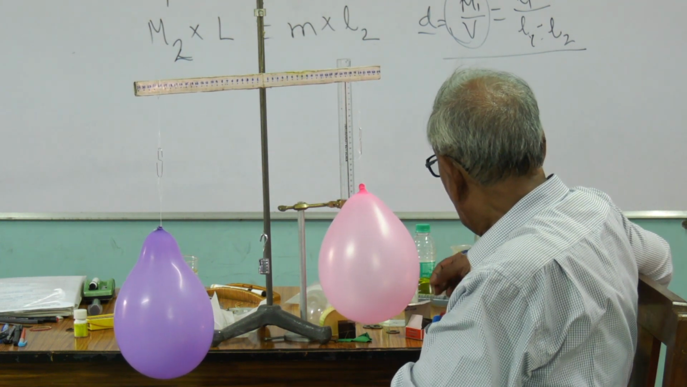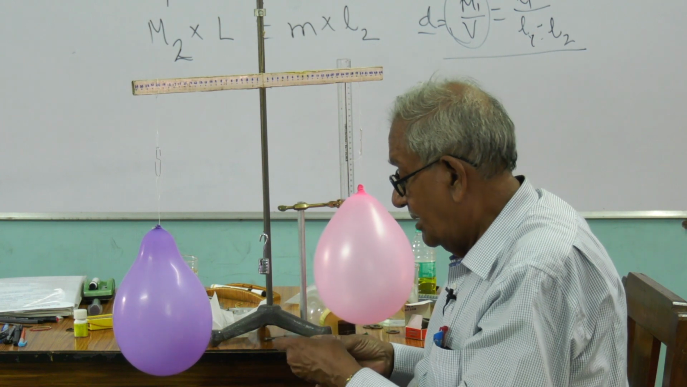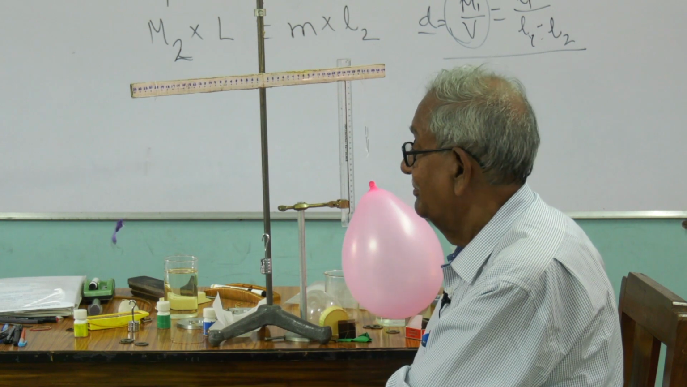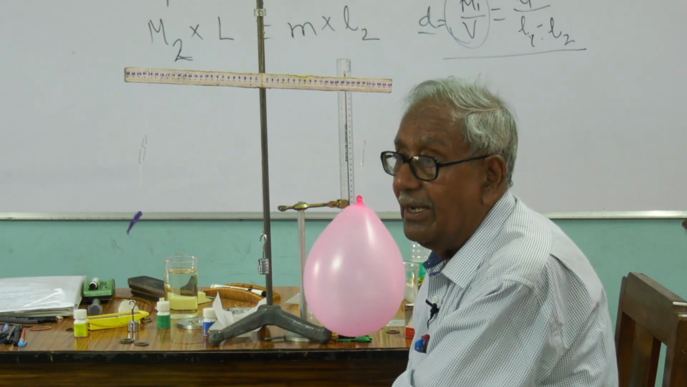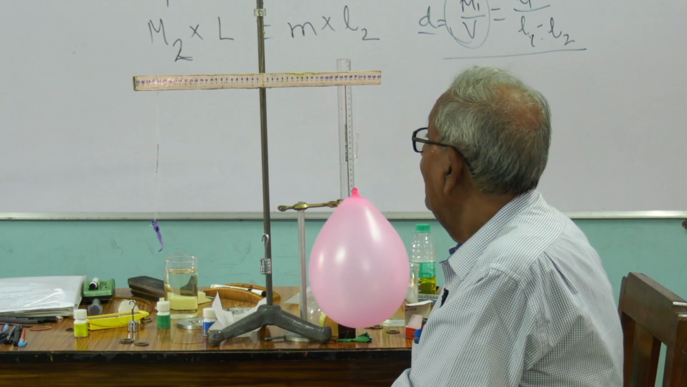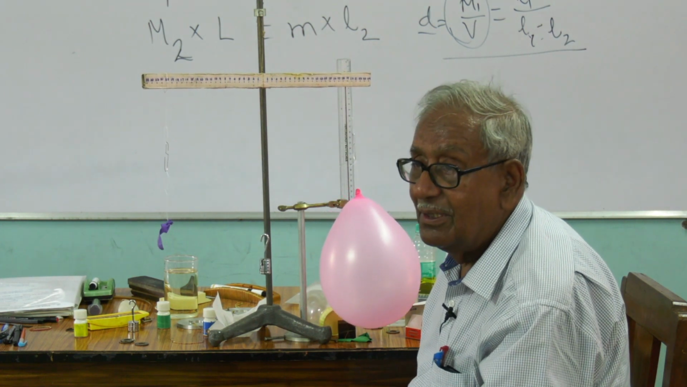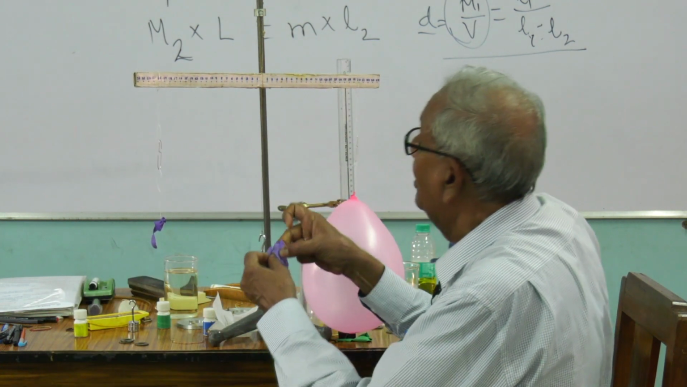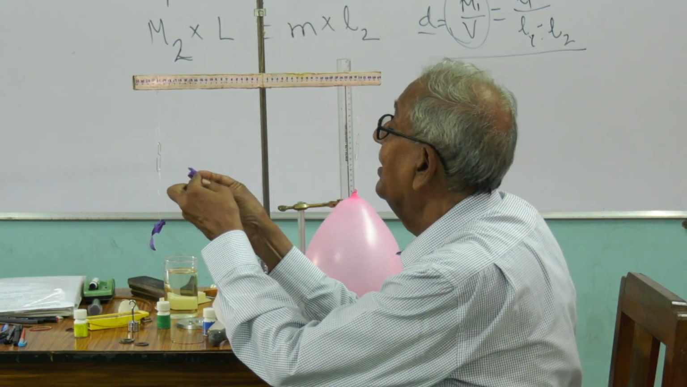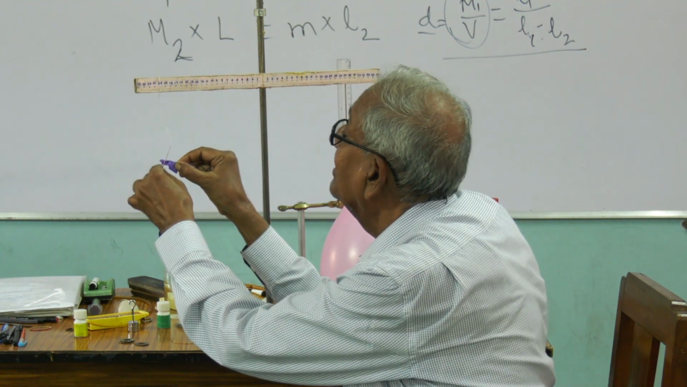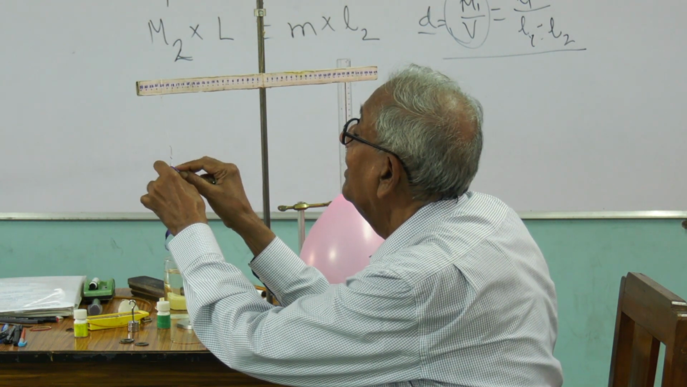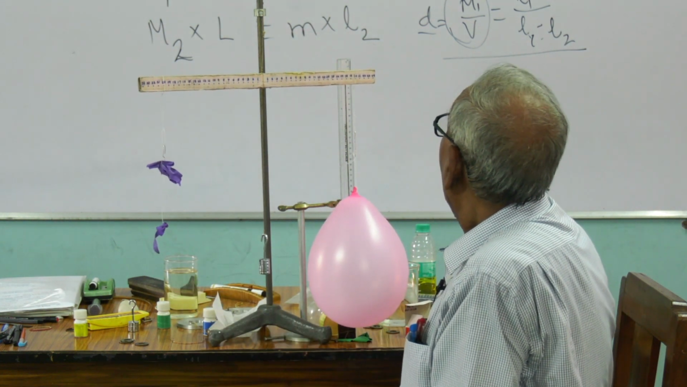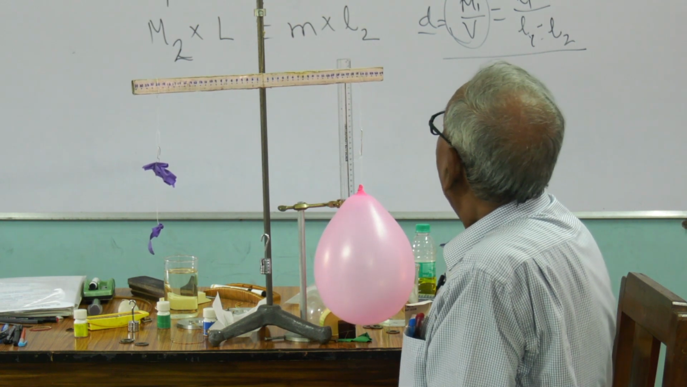Right hand side it has 3. So, I punctured the left hand side. The experiment will fail. Why will it fail? Because a part of it has gone out. So what I do is simply put them inside this. Now, the material is the same, and I can see the reading is again 3.